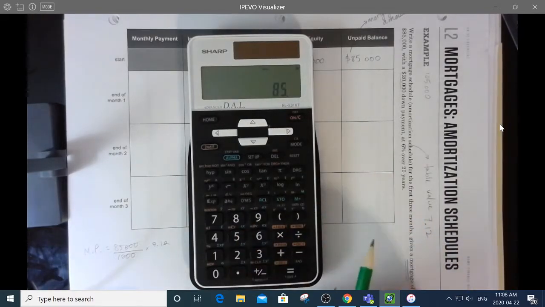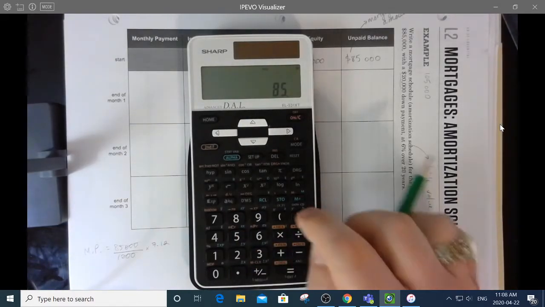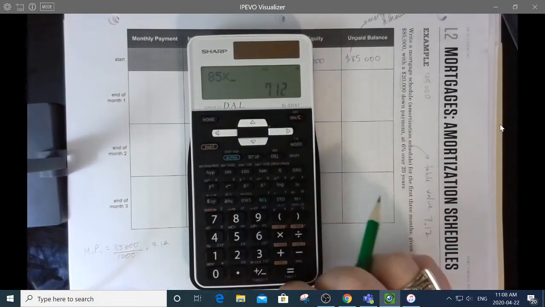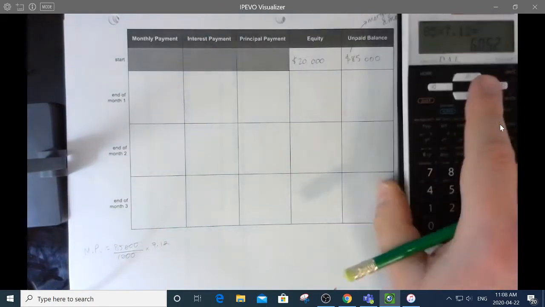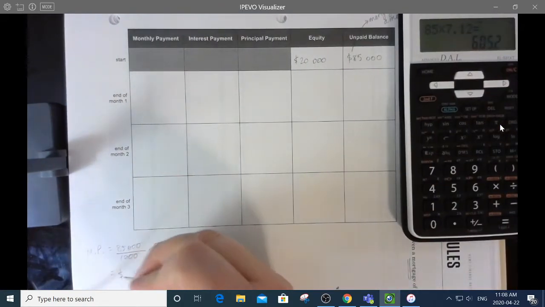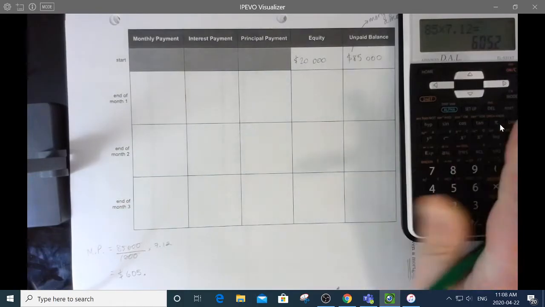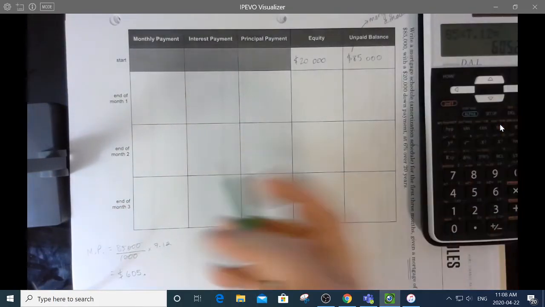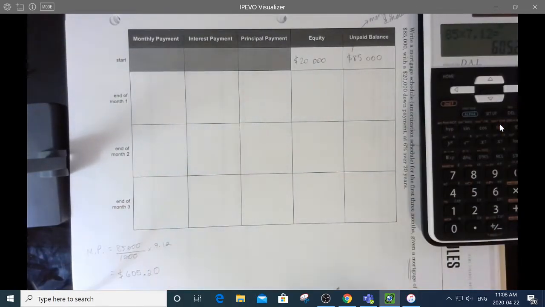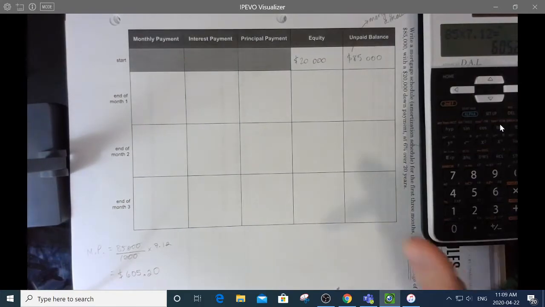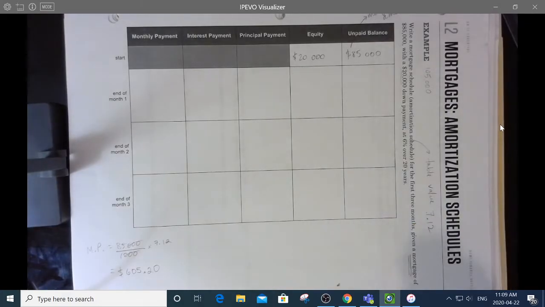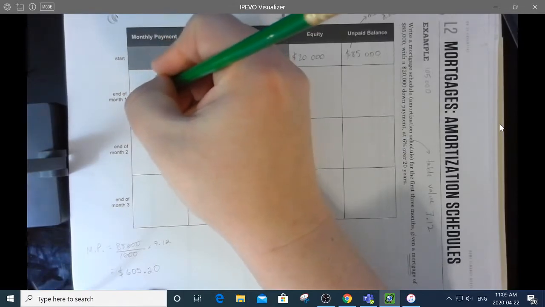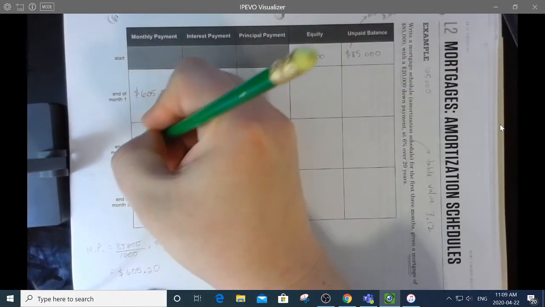So $85,000 divided by 1,000 is 85 times 7.12, and boom, that's $605.20. I know it just says 0.2, but remember this is money. Never leave a decimal with one place when you're putting down money. So $605.20. That is how much they pay every month for 20 years, because it's a 20-year mortgage. So 605.20. This column's easy. It's always the same.